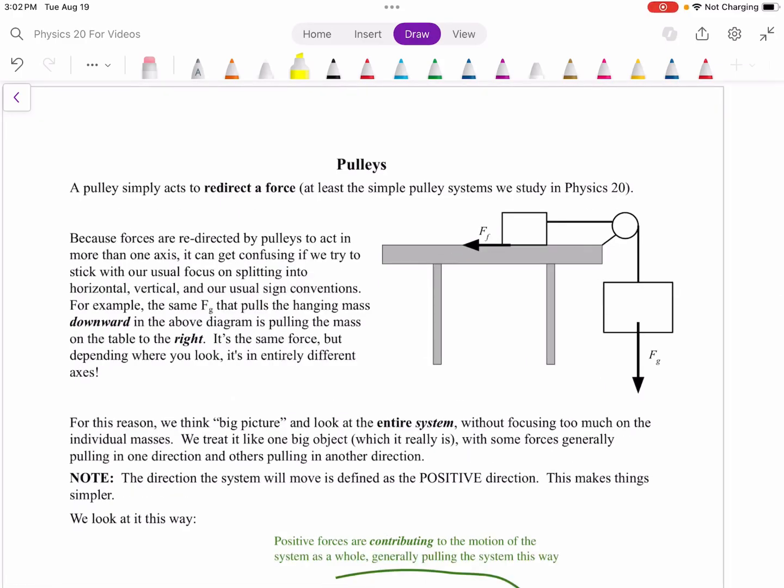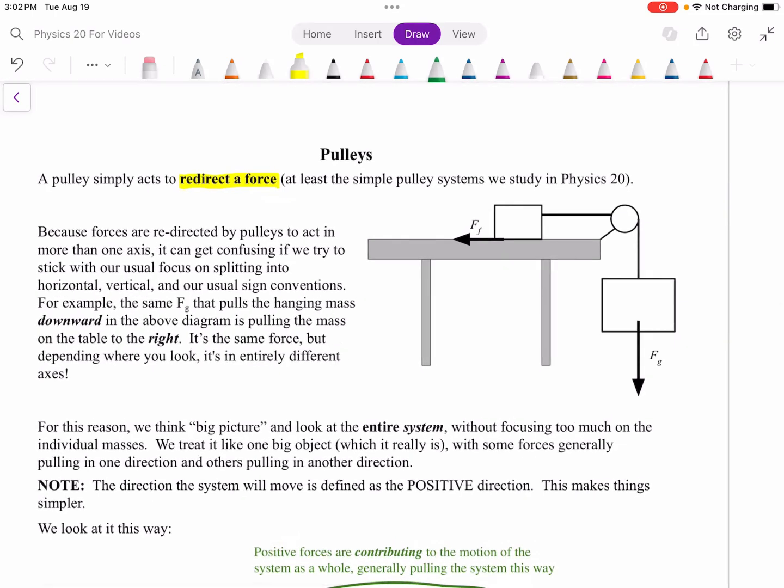All right, so pulleys, they are a little weird to think about at first, okay? But ultimately, they actually just do a very simple thing. At least the simple systems we're going to study in Physics 20, they redirect a force, okay? So that's it. So for example, if we take a look here, right? We've got two masses attached by a pulley, and the pulleys we're going to study are always frictionless, so they roll very easily. We can ignore the friction in the pulley, okay?